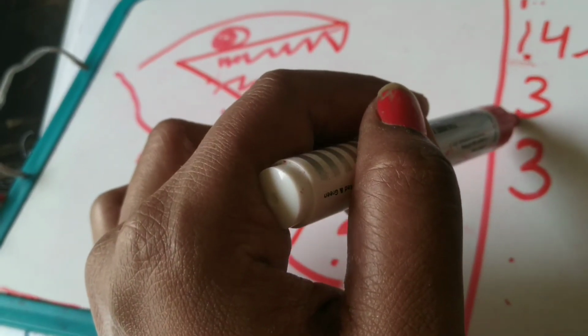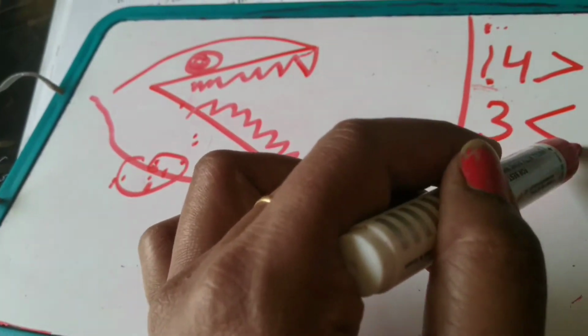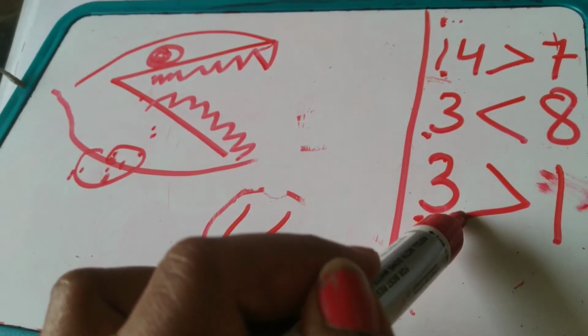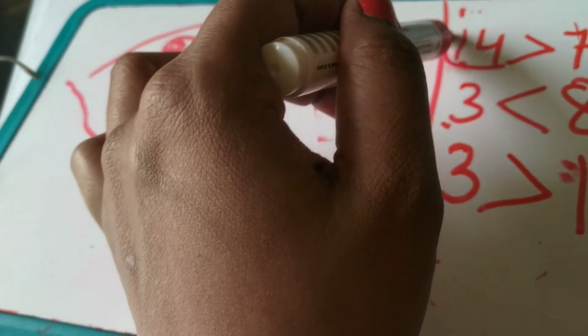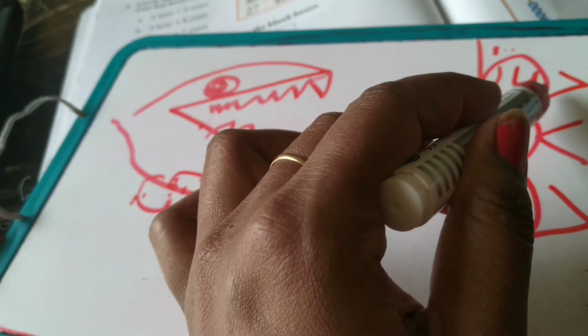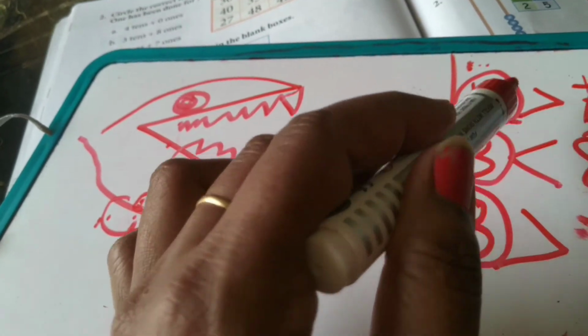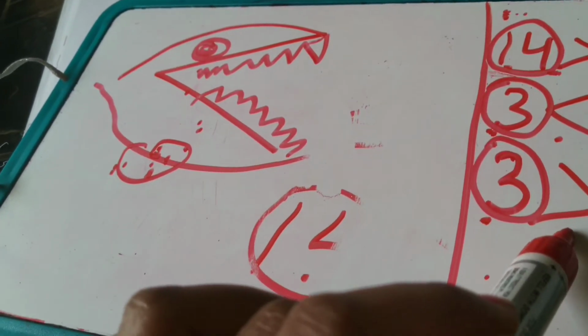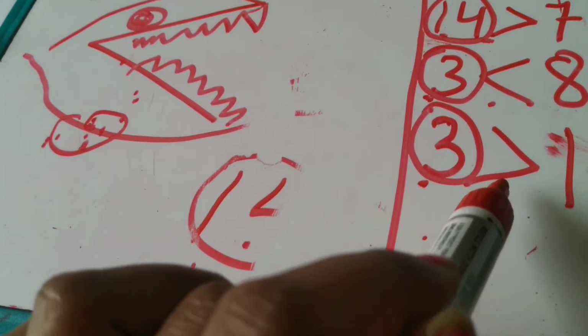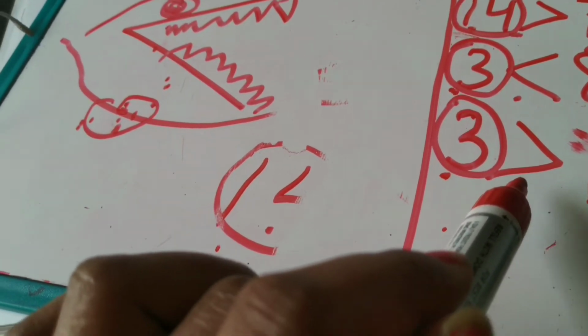3 is small, so like this. 3 is again big, so like this. Okay, always compare the numbers from the first digit only. Then you can easily say this is the greater sign, smaller sign, greater sign. Okay, then you can make it very clearly and it will be easy for you to understand.